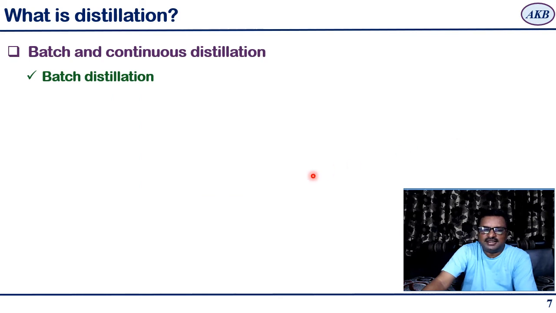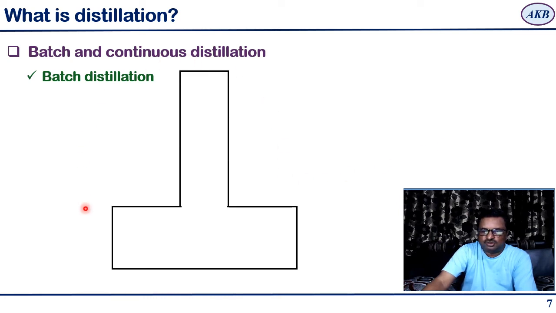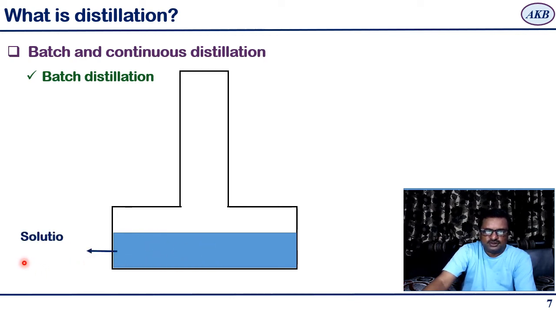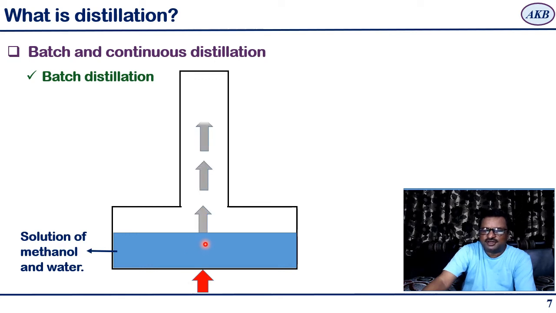Now let us understand this with the help of a simple animated diagram. So you have this vessel, and in this vessel the feed solution is fed. What is the feed solution? Feed solution is a solution of methanol and water. When you have a solution of methanol and water, methanol is the more volatile component. Once the solution is fed to the still, it is heated. Due to addition of heat, the solution boils and a vapor phase is created out of it.